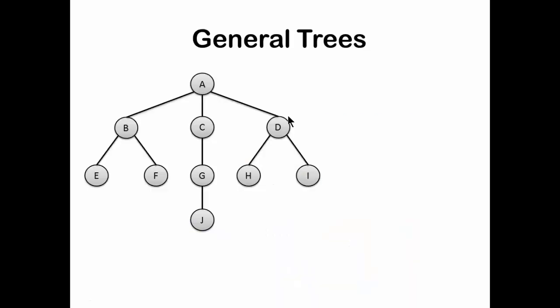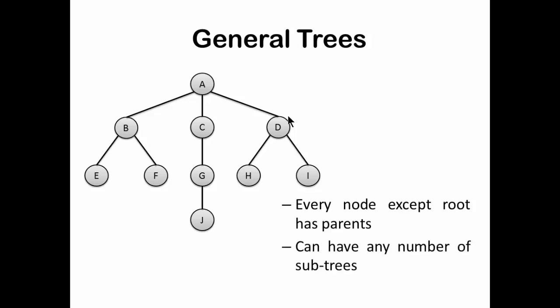Types of trees: the simplistic one is the general tree. Now in a general tree, we do not have any restriction. The only condition that it follows is that every node has got a parent, but the root node doesn't have a parent. And any node can have any number of children. There is no restriction on that, and therefore it is difficult to implement because there is no upper bound to how many children a node can have.